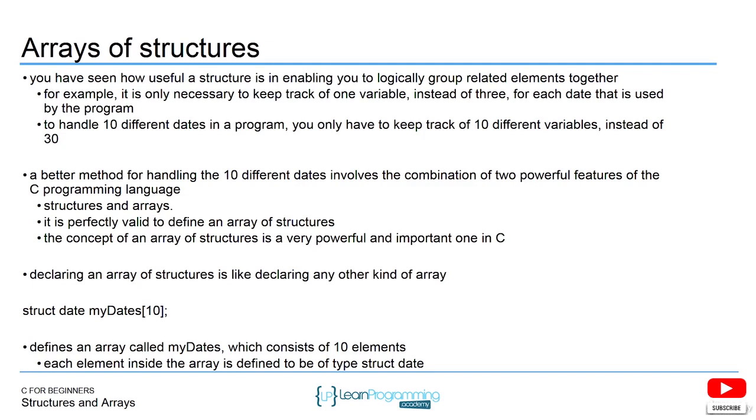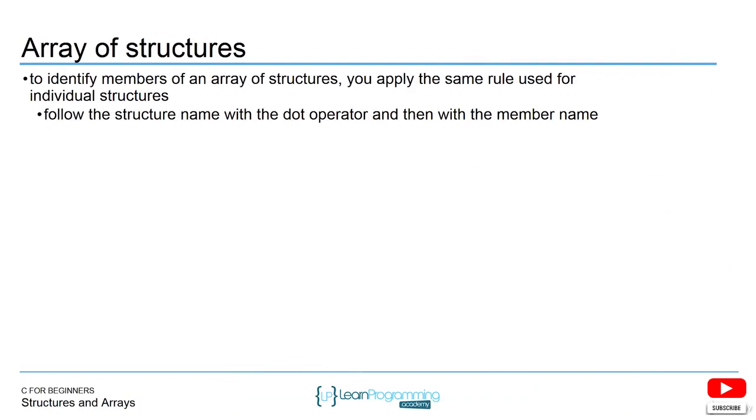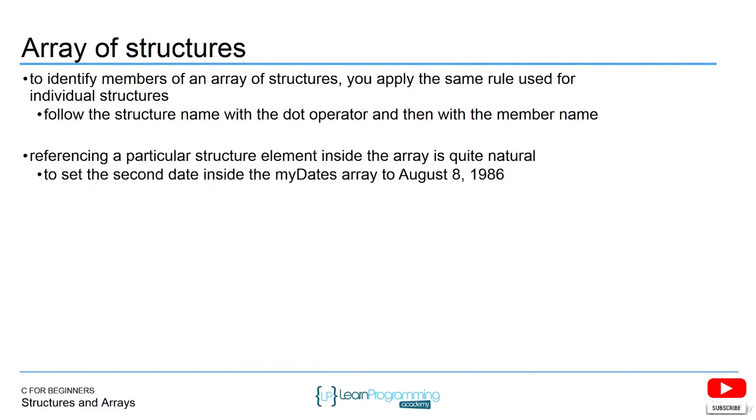So this would define an array called myDates, which consists of 10 elements. Each element inside the array is defined to be of type struct date, which contains 3 members. So essentially what you're doing is you're storing 30 different data elements. To identify members of an array of structures, you apply the same rule you use for individual structures. You follow the structure name with the dot operator and then with the member name. Referencing a particular structure element inside the array is quite natural.